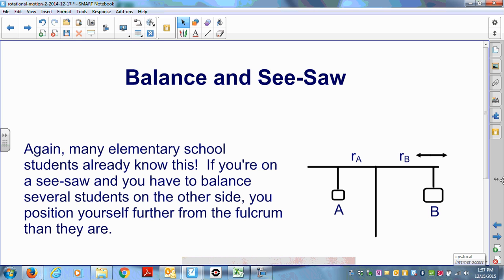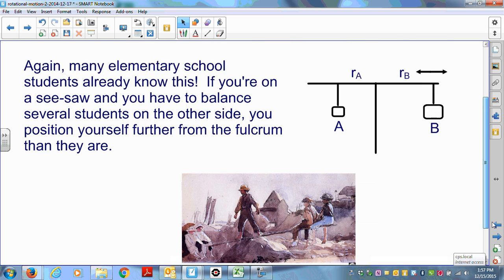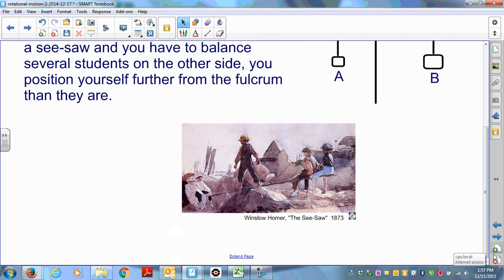Again, many elementary school students already know this, right? If you remember being little and being on a seesaw, if you had a really heavy kid, he went closer to the center, and if you had a really light kid, you put him all the way on the end in order to balance the students. Just like that.